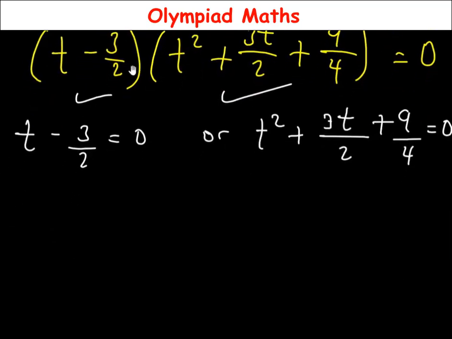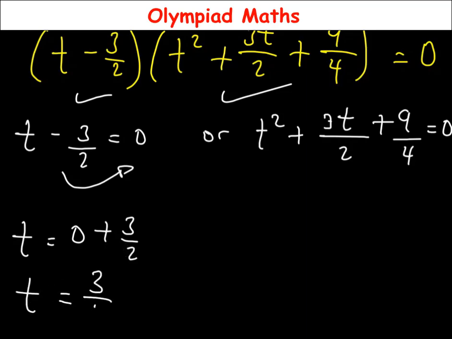Now let us solve for the values of t for this first equation. So from here, moving minus 3 over 2 over to this side, this becomes t is equal to 0 plus 3 over 2, such that t is then equal to 3 over 2. With this, we've gotten the first value of t. Okay, so let us then solve for the other values of t from this other equation.